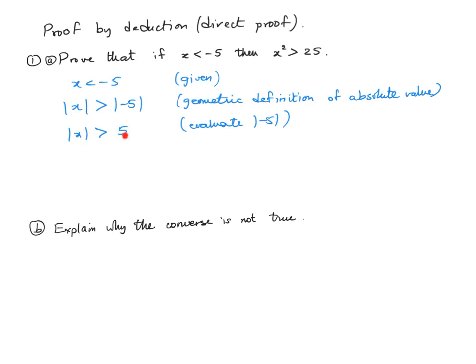Okay, so now what I'm going to do, I'm going to square both sides, and because we're dealing with positive numbers, when you square both sides, the inequality will not change, because squaring is just multiplying by itself, which means you're multiplying another positive number. Therefore, the inequality is not going to switch around. So I'm going to have absolute value of x squared is greater than 5 squared, and I'm going to call that square both sides.